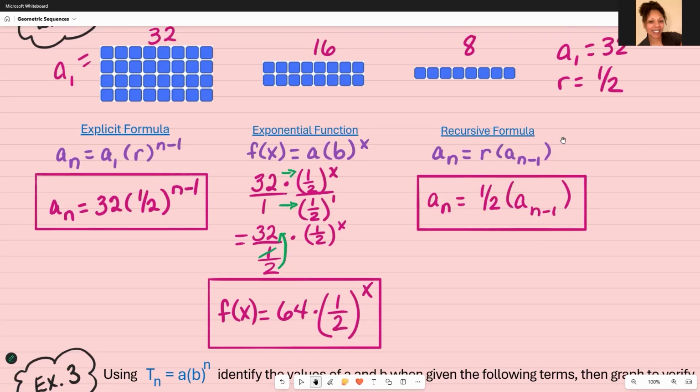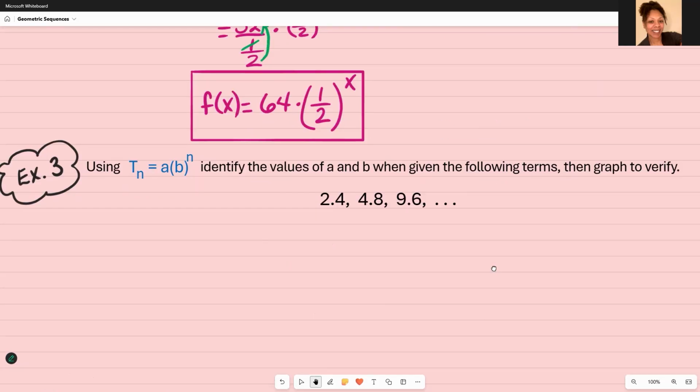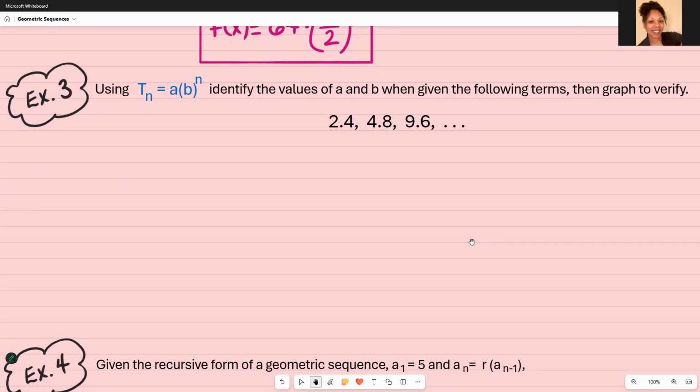For the recursive formula, the only information that I have is my common ratio. That's what I'm going to substitute in for R, and I can leave A sub n minus 1 intact. For example 3, I am asked to use this specific rule, and I'm going to identify the values of A and B when given the following terms. And then I'm going to show you in Desmos how to verify by using your graph and your table.